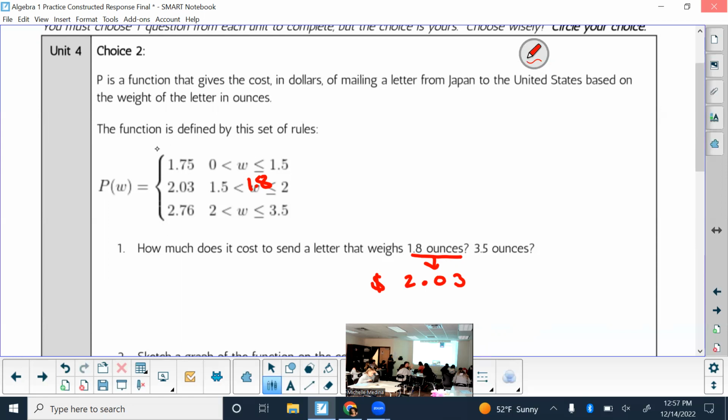So they kind of do it a little bit weird. This is more like the output. And then this is more like the rules for the input. So you figure out where your input falls within, and then go with that expression.